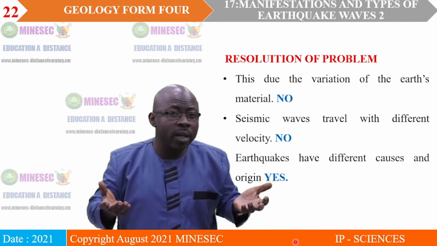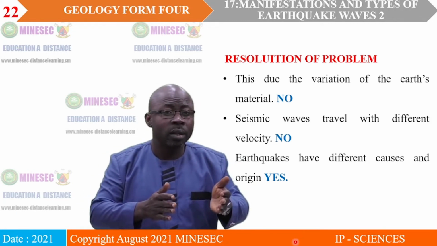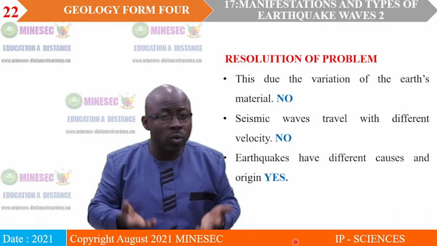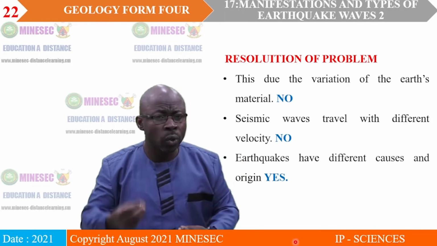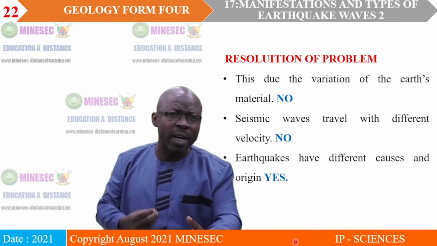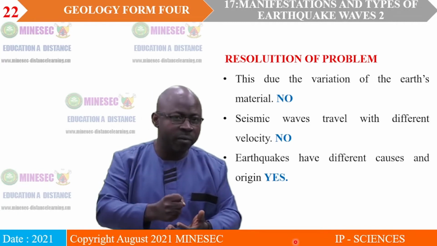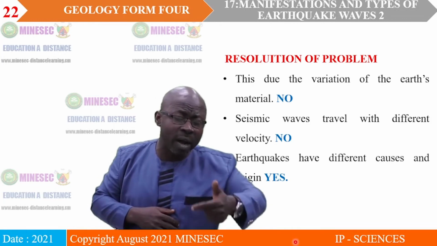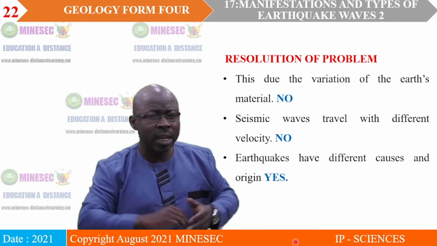If an earthquake originates between 0 to 70, it will be very weak. So it will be shallow, and the impact will not be too great. But if it's from 350 to 700 kilometers, it's coming from deep and it's coming with greater force. So the impact will be greatly felt at different localities. And the intensity also varies because as the waves are moving, the velocity is reducing.